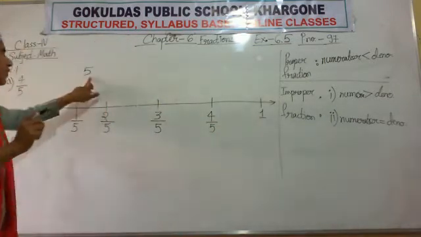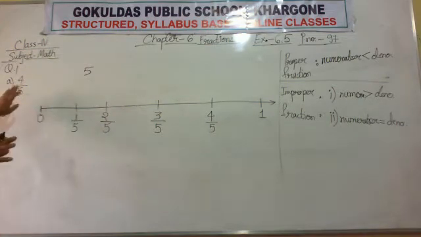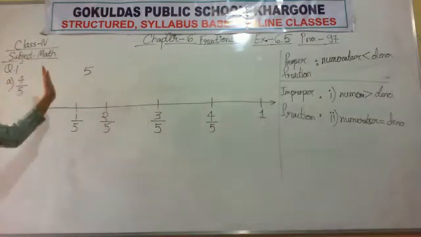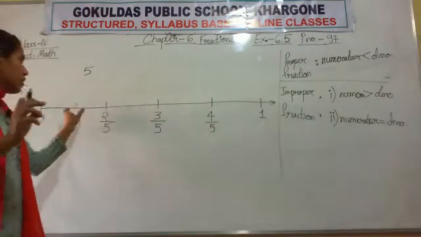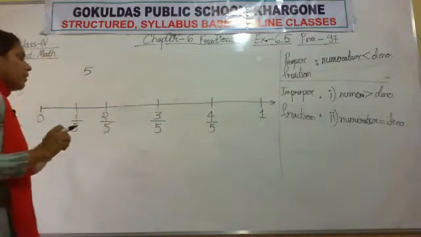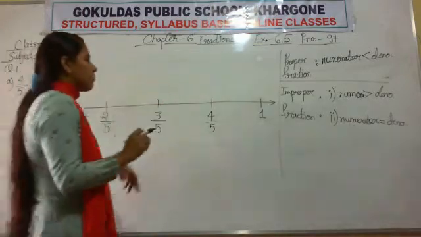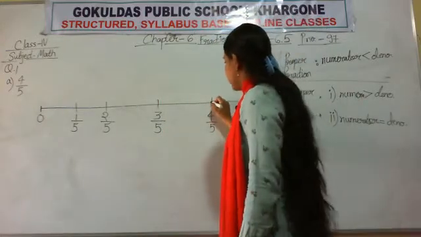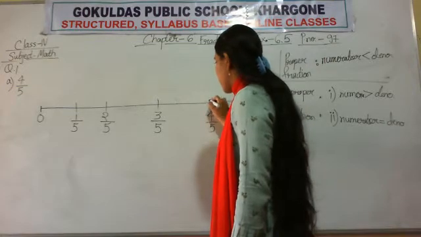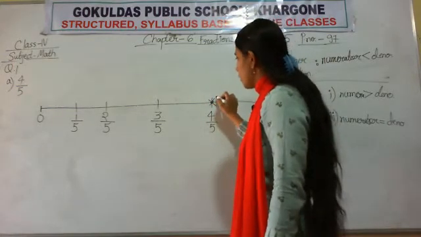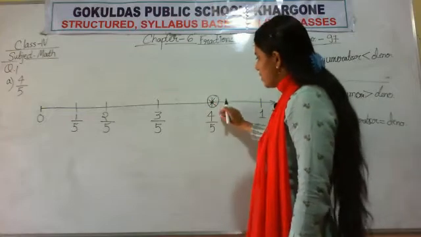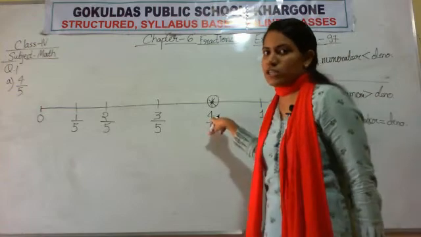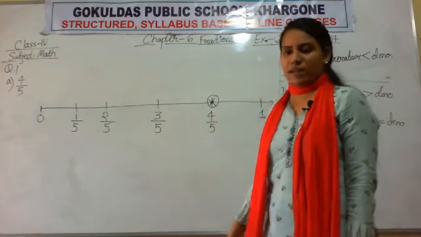Why did I make 5 divisions? Because denominator is 5. If denominator is 3, you will make 3 equal divisions. If denominator is 10, you will make 10 equal divisions. Remember, your divisions must be equal. Now we got our number 4/5. You can make a point and make a cross over it, or make a circle over it. So this is the location of 4/5 on the number line.